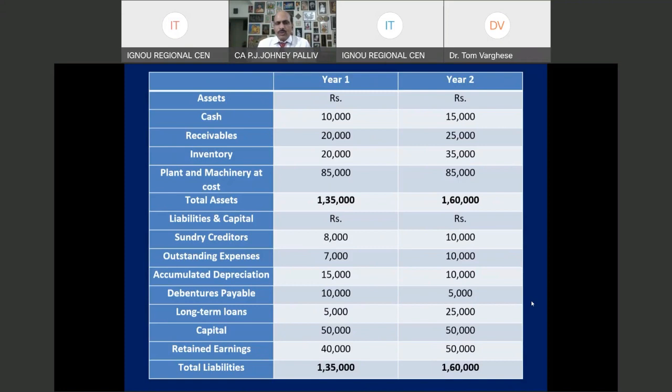I am going to show you the statement of changes in working capital. Please remember the balance sheet, cash, receivables, inventory are short-term assets or current assets. Year 1, year 2. Please remember these figures. Cash, year 1, 10,000. Receivables, year 1, 20,000. Inventory, 20,000. So you can remember these three figures, 10, 20, 20, cash, receivables, inventory.